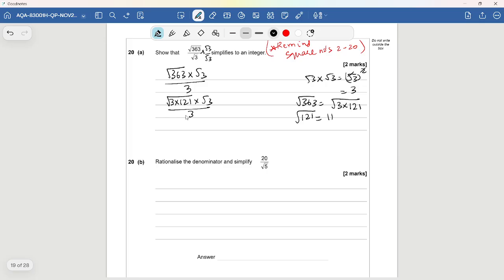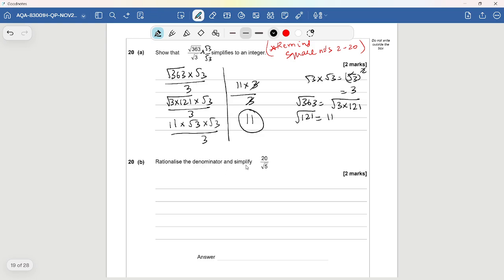Okay, so continuing with this, we got √121 is equal to 11. So I can take out 11 from this part, and I have √3 remaining, and there is another √3 over 3. So now we have 11 times √3 times √3, which is √3 squared, which is 3, over 3. The 3 cancels out, and the final answer, which is an integer, is 11.